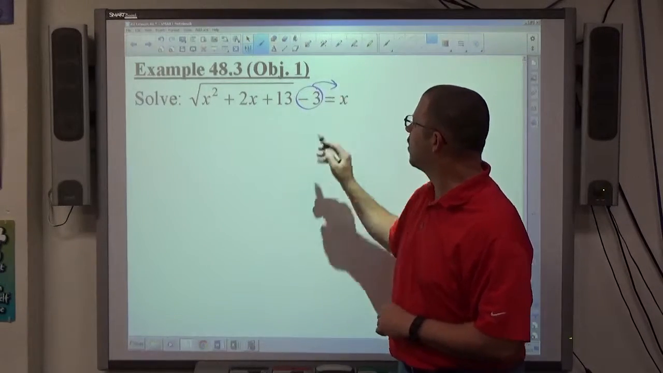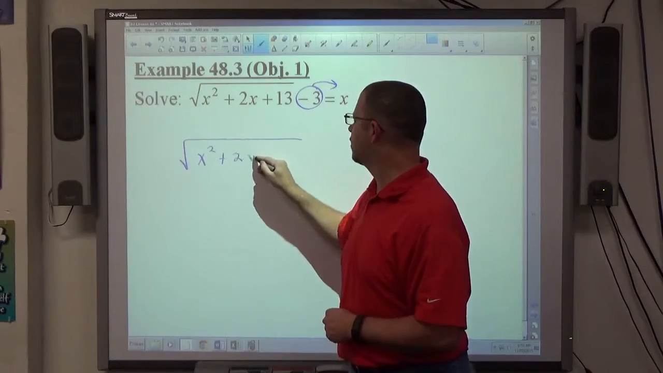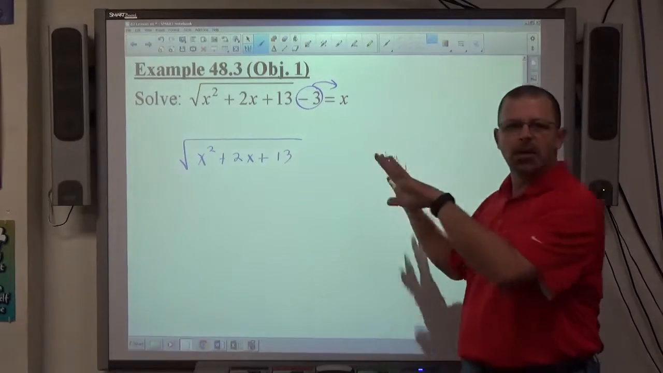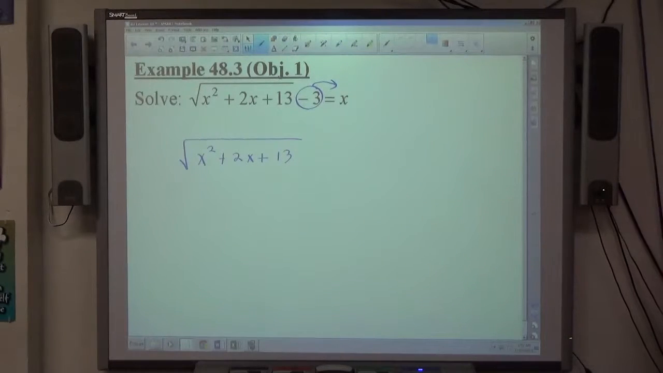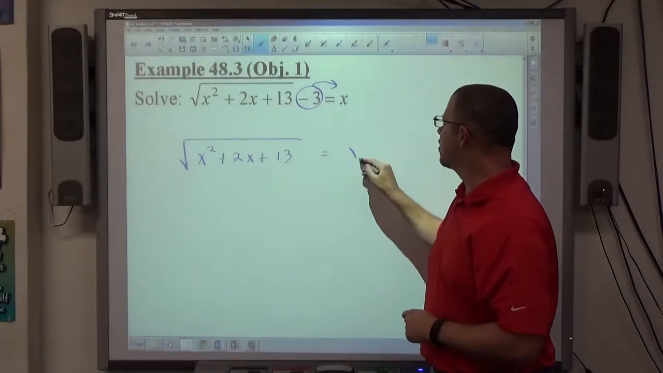If I slide that over, notice I'm going to get the square root of all this stuff: x squared plus 2x plus 13. Don't focus on what's underneath the square root. Just know I need to get the square root by itself. It doesn't matter what it's the square root of. Get it by itself equals, then I have x plus 3.